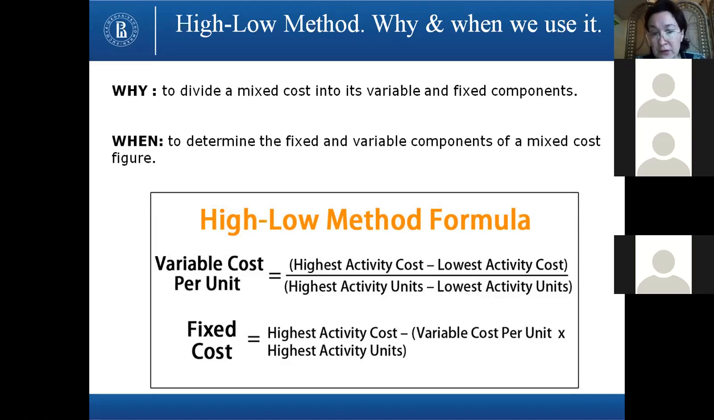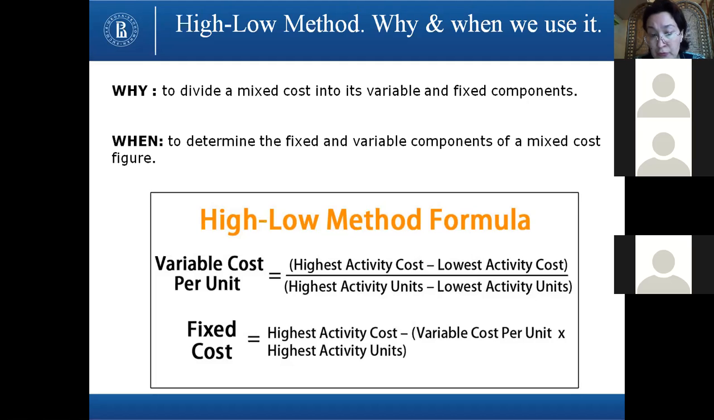On my slide, you can see the high-low method formula, and we use a two-step approach. First step is to identify variable cost per unit, and second step is identification of fixed cost. Regarding the variable cost per unit, we use the relation between the difference between the highest activity cost and lowest activity cost, and the highest activity units minus lowest activity units.